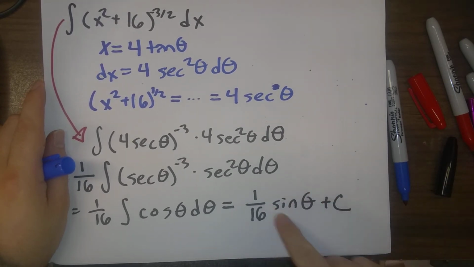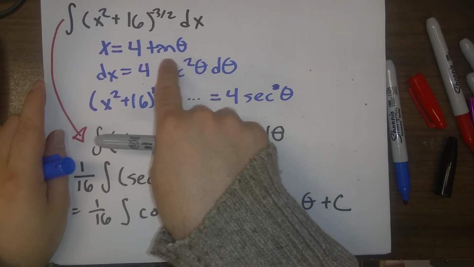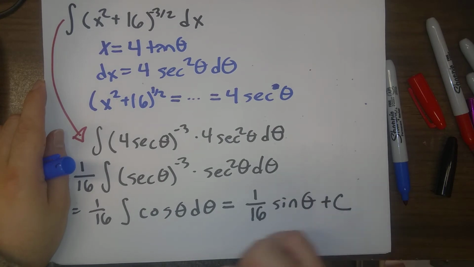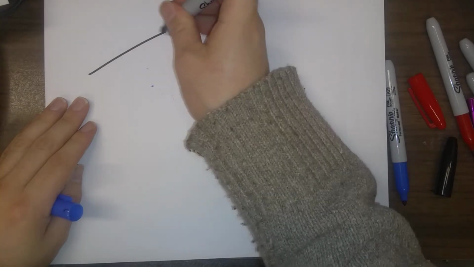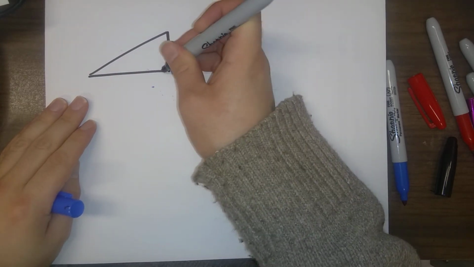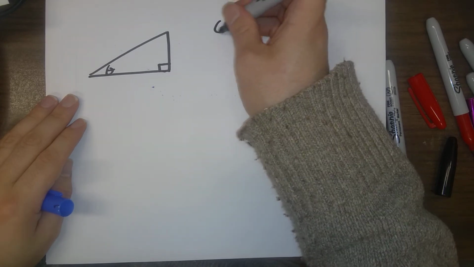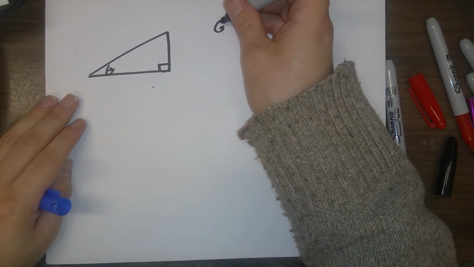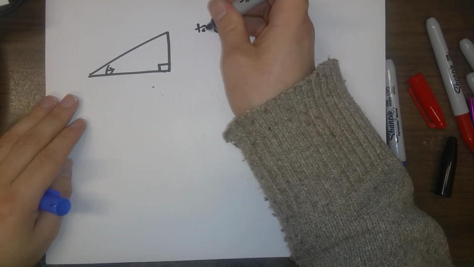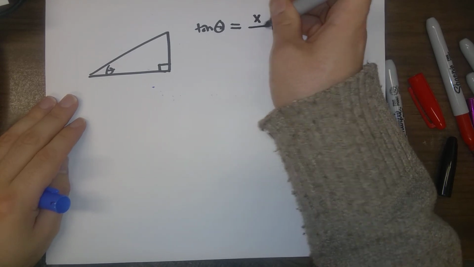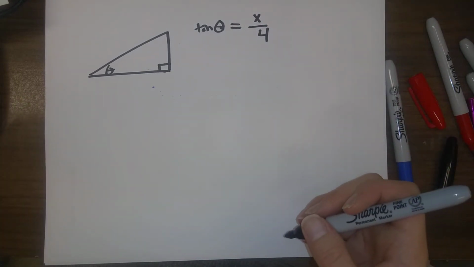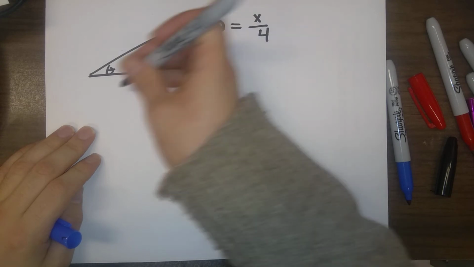The last thing that we have to do is substitute back in terms of x. Our original problem had x's in it. We can't stop with thetas. So how do we do that? We draw a right triangle. Let's label this theta. We want tangent theta to equal x over 4. So how do we accomplish that?